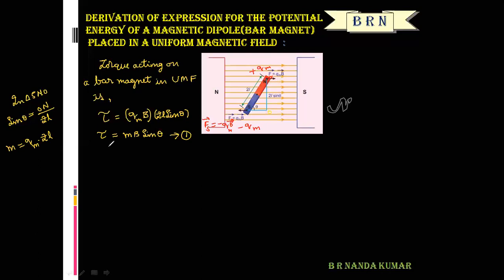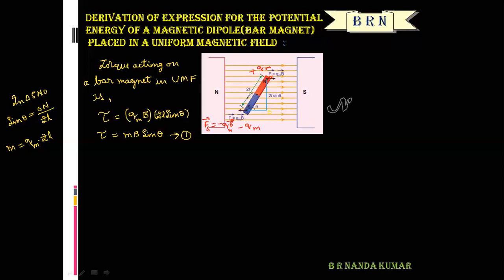Okay, so this is the torque acting on a bar magnet if it is placed in the presence of a uniform magnetic field. If the magnetic dipole, the bar magnet, is rotated against the action of the torque, this point is very, very important. When a bar magnet or magnetic dipole is rotated against the action of torque, what happens? Work has to be done.